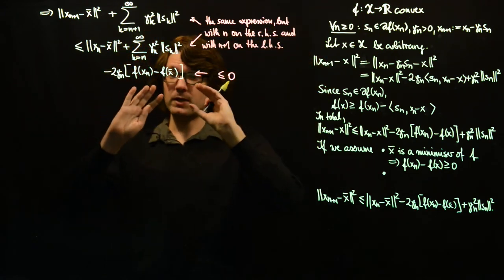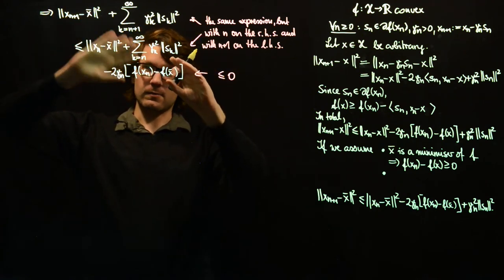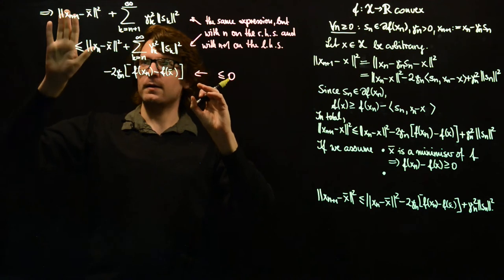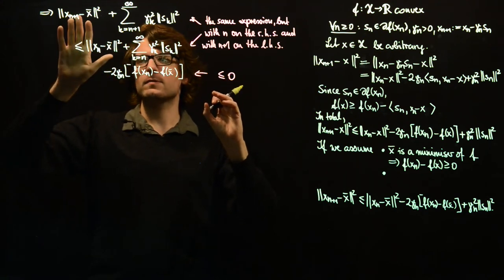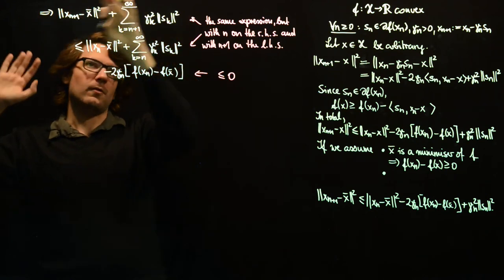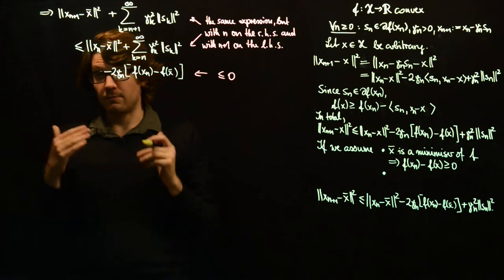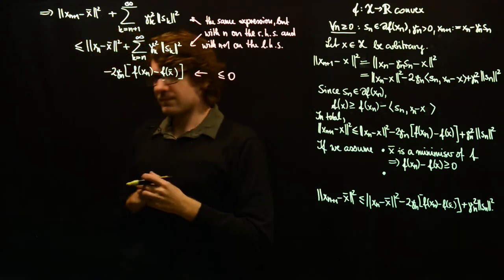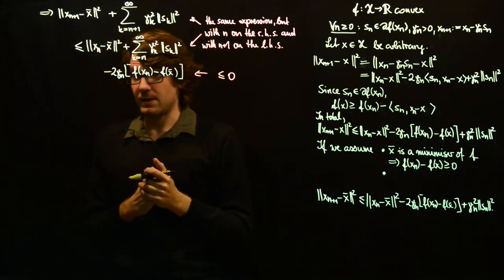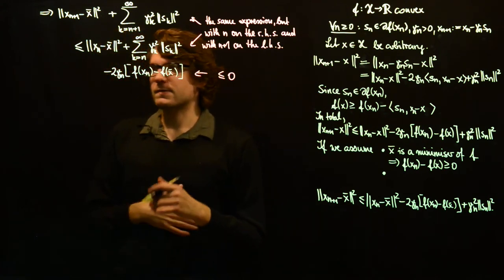Now we have constructed something which is falling. So we have constructed a falling sequence of numbers, these sums of norm terms. They are falling and they are bounded from below. So that's nice, because then we know that this sequence of numbers will be convergent. So let's write this down.